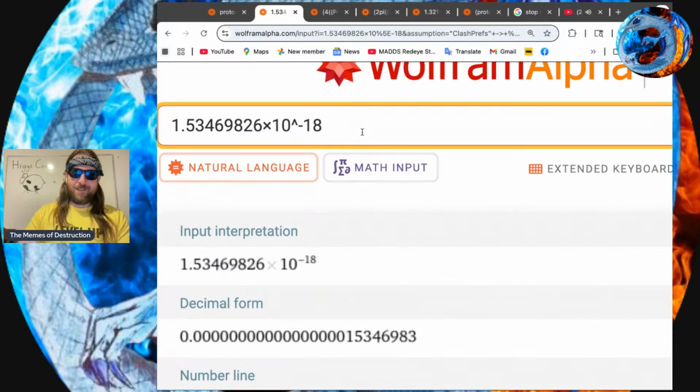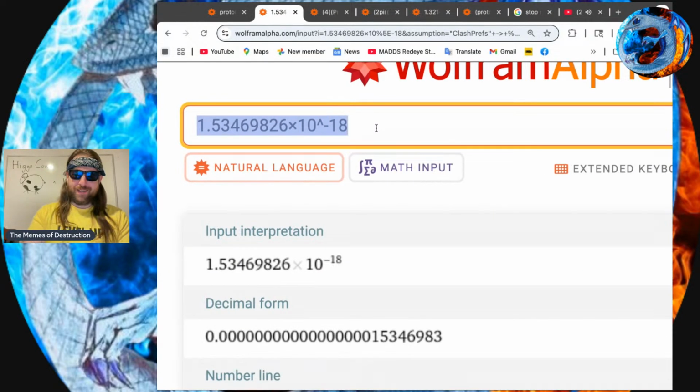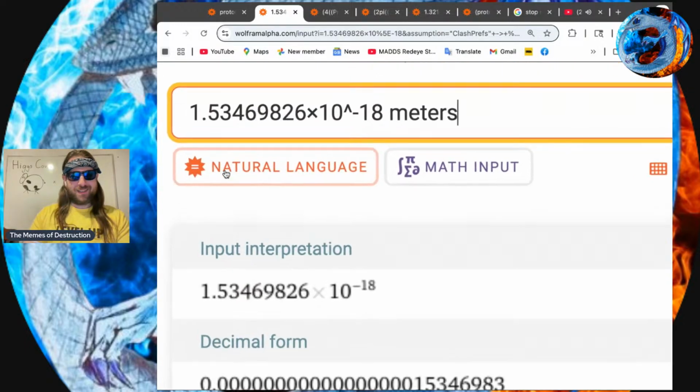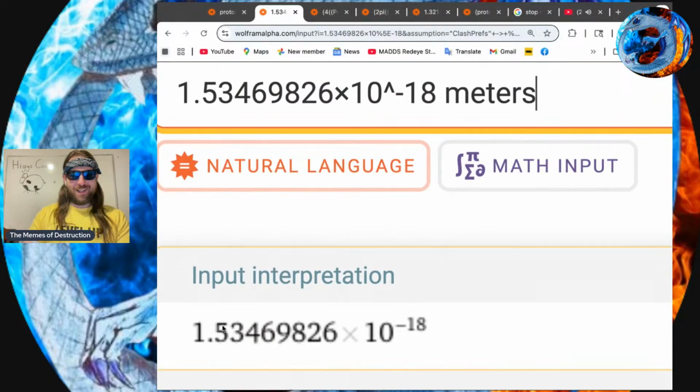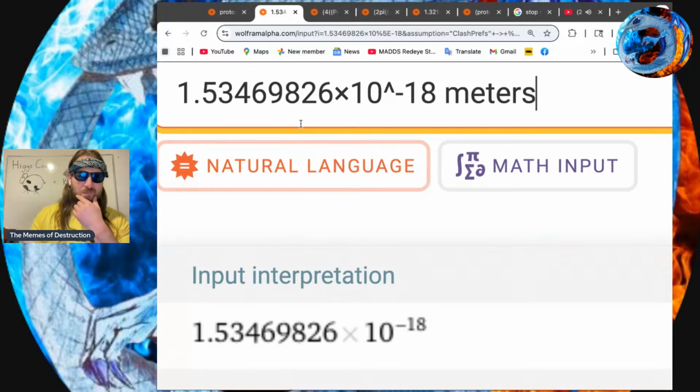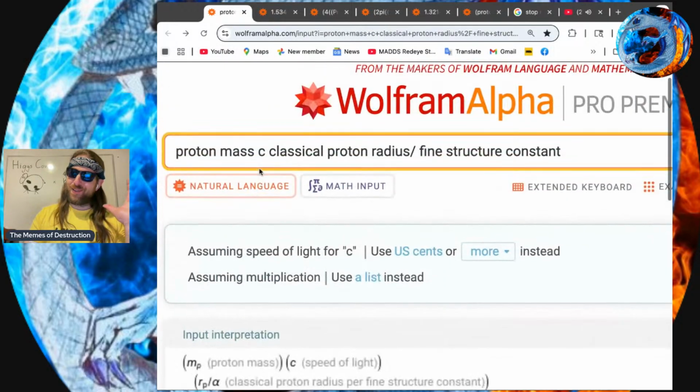Let's compare it to our other number. 1.53469826 18. It's the same number. So this is the classical radius of the proton. Why am I going over this at all? Because what happens if we adjust this slightly? This does seem to hold for other particles.